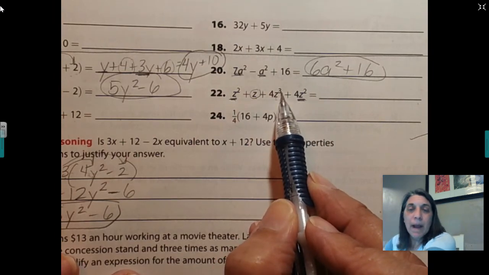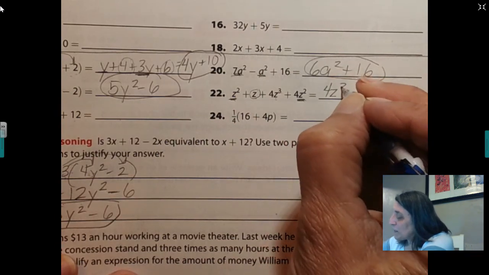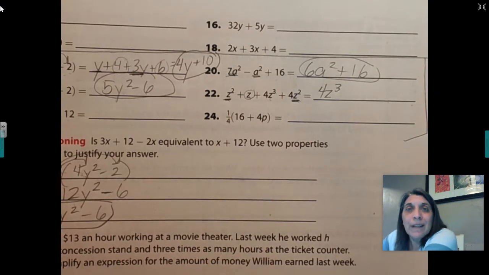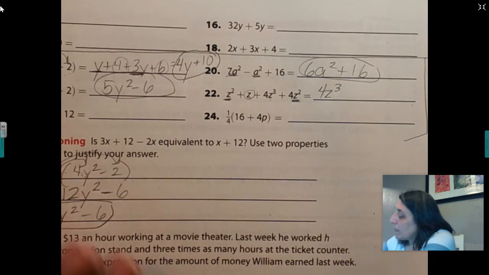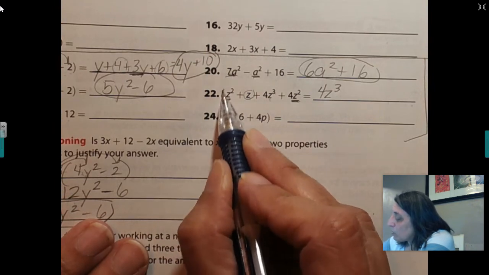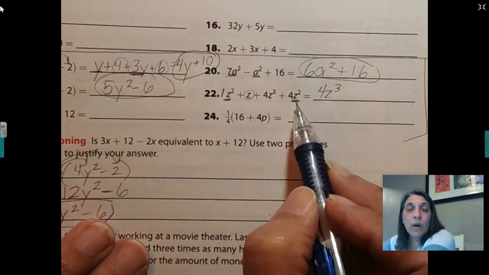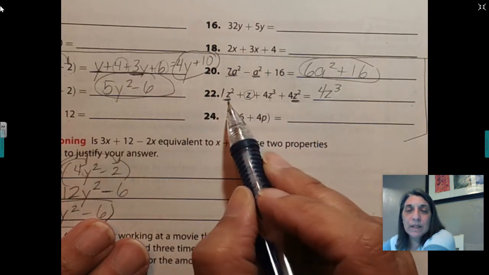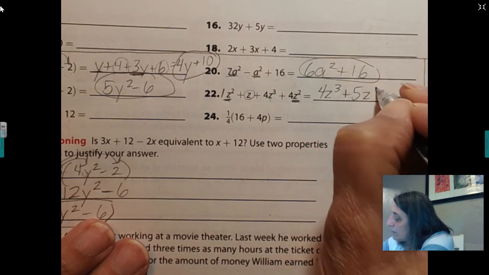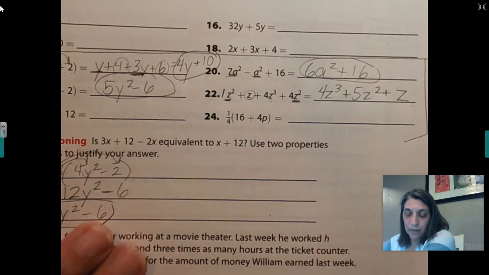There's nothing else to combine it with, so I'm actually going to start with 4z cubed to the third. If you didn't have them in this order, you can rearrange them because of the commutative property, right? So now I'm going to look at my squares. I have z squared, it's got an invisible 1, and 4z squared, right? So I have 4z squares, and then I have 1 more z squared. So I have 5z squared, plus 1z that's all by itself.